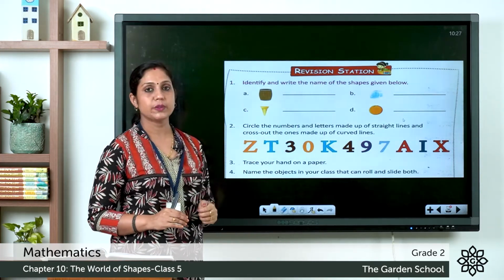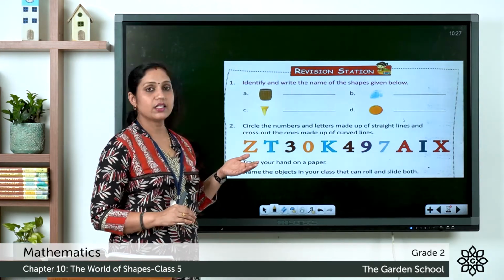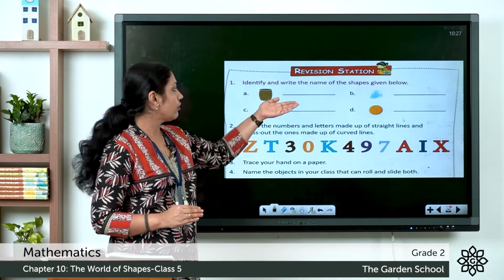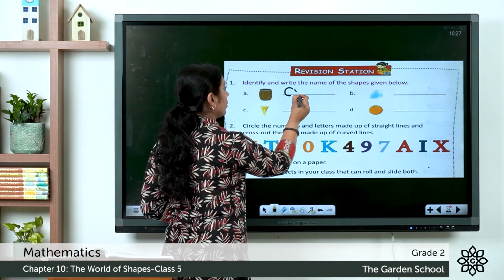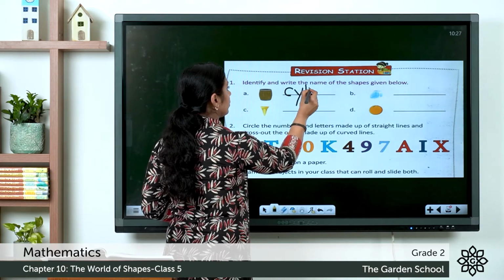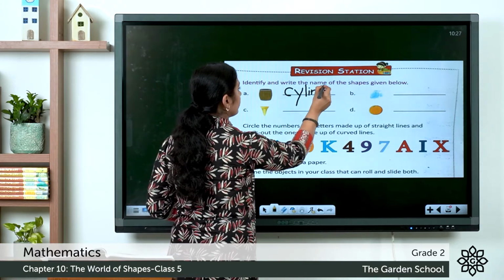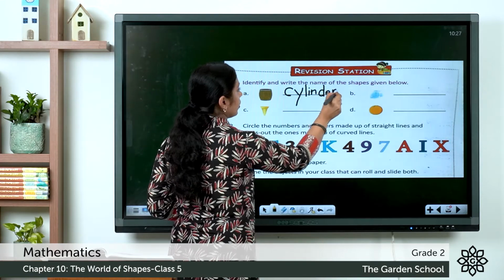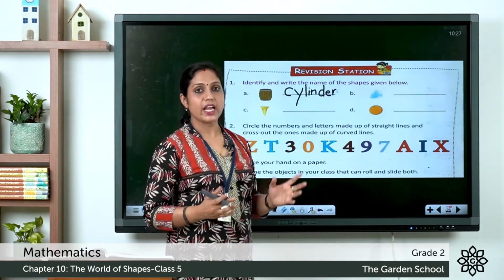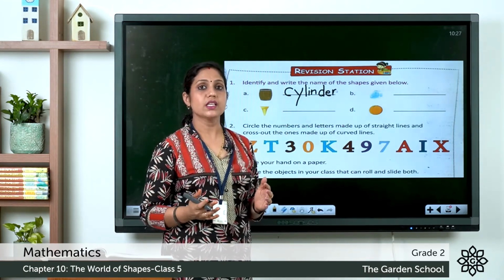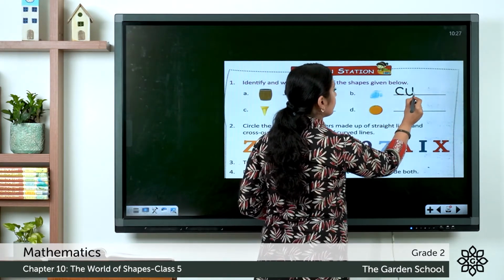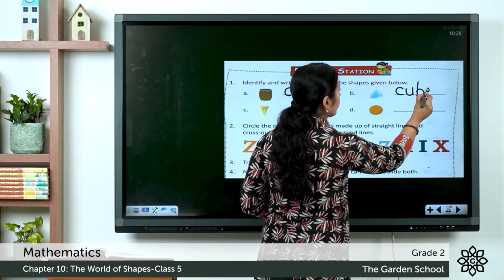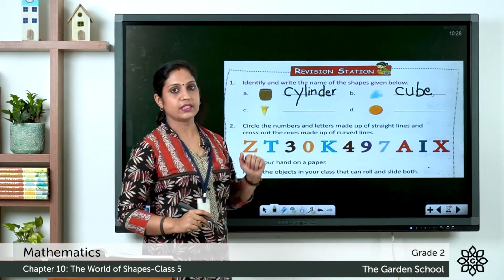So look at the first picture A. You can see that it is cylinder in shape. So what you have to write? You have to write the cylinder. Now look at B. You have an ice cube, and what shape is it? It is cube. So you can write here cube. So likewise, you can complete the rest of the exercises.